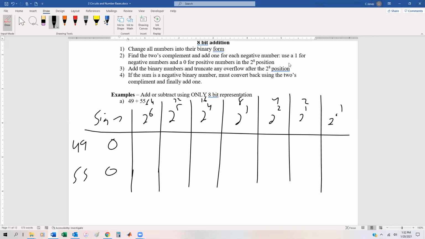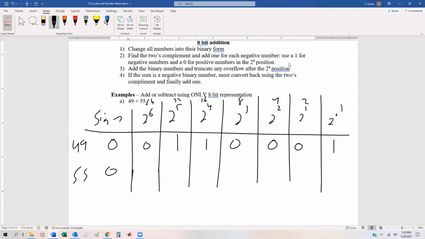And 49 is easy because, well, we don't have 64, but we have 32 in there. And 49 minus 32 is 17. And to build 17, we just need a 16 and a 1. Right? So that's pretty easy. And the rest of these are going to be zeros.